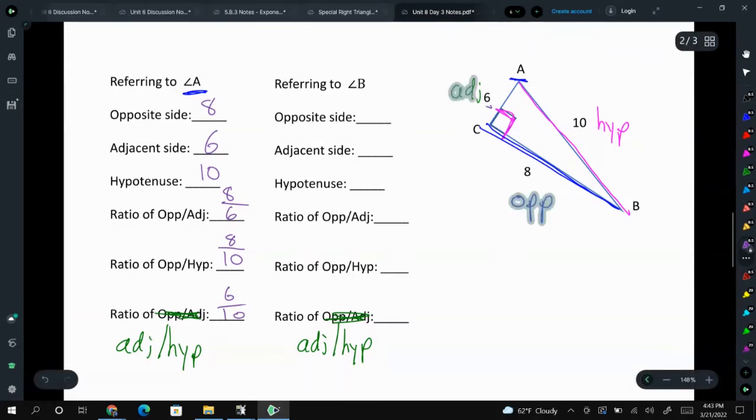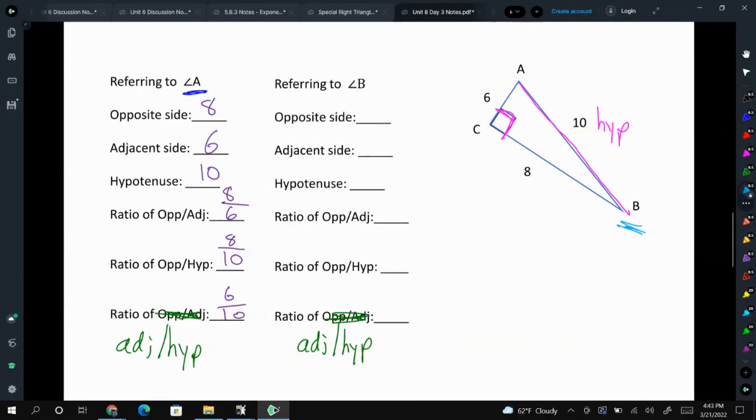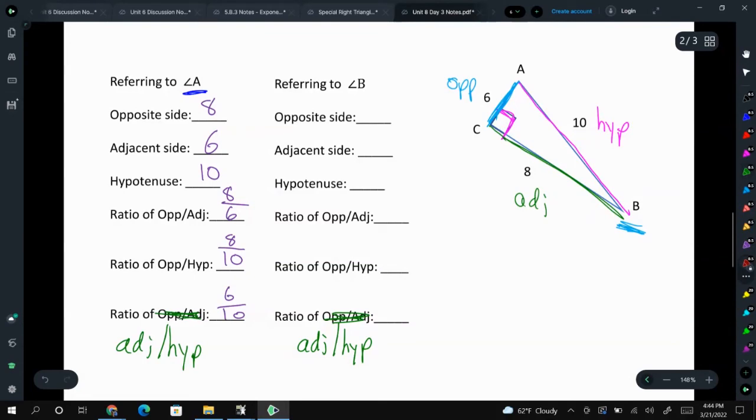Now let's erase this. I'm not going to erase the hypotenuse this time because we know that's going to be the same. But now with angle B. Angle B now, the opposite side is 6 because this side doesn't touch angle B. And that makes this side 8 the adjacent. So opposite is now 6, the adjacent is 8, hypotenuse is 10.